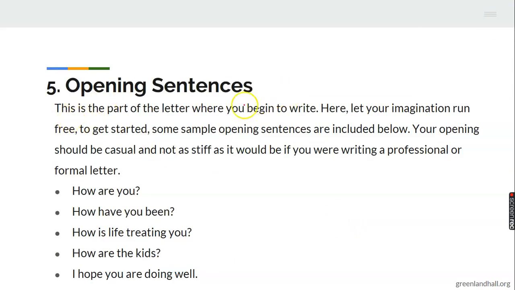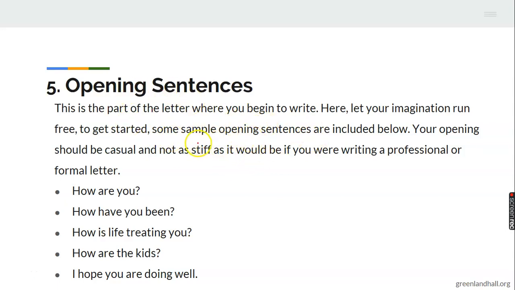Opening sentences. That's the fifth one now. This is the part of the letter where you begin to write. It's here your imagination runs free. You should allow your imagination to run free. And to get started, to start writing your informal letter, these opening sentences are very, very important.